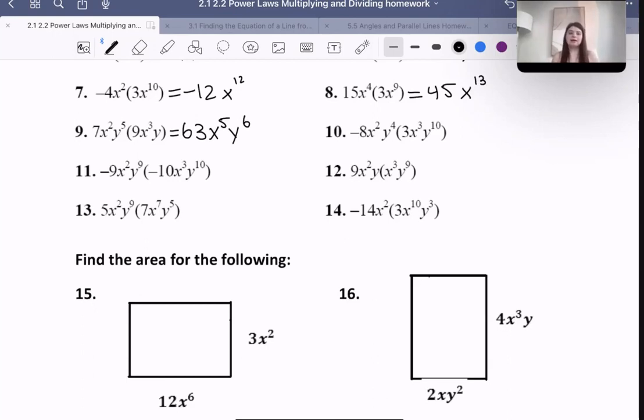Okay, and number 10. Let's see, 8 times 3 is 24, and we have a negative 8, so it'd be negative 24. Let's see, x squared times x cubed, well, that's just x to the 5. And then y to the power of 4 times y to the power of 10. Overall, that's y to the power of 14. There we go. Awesome.